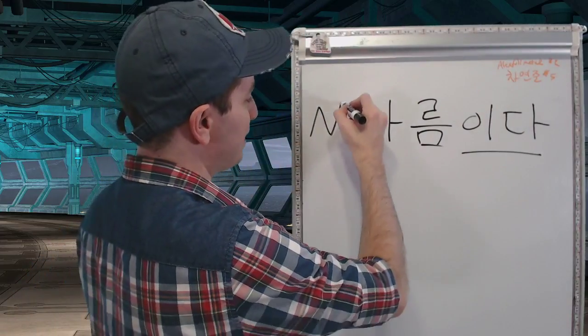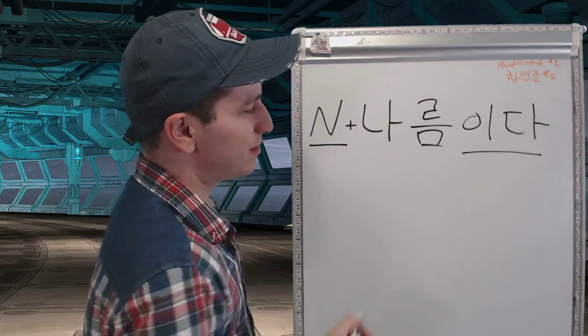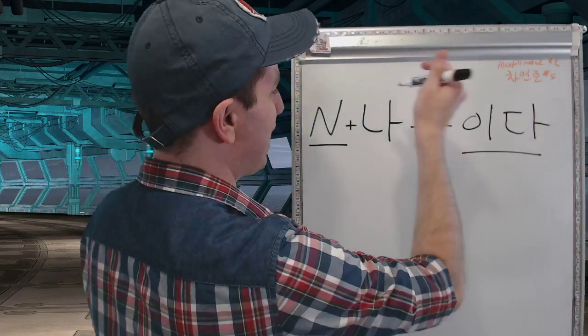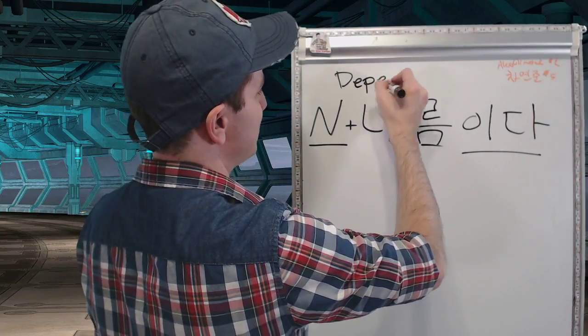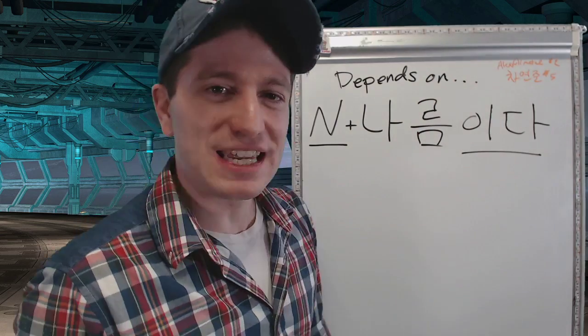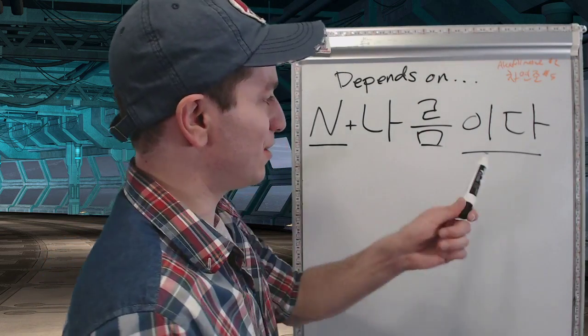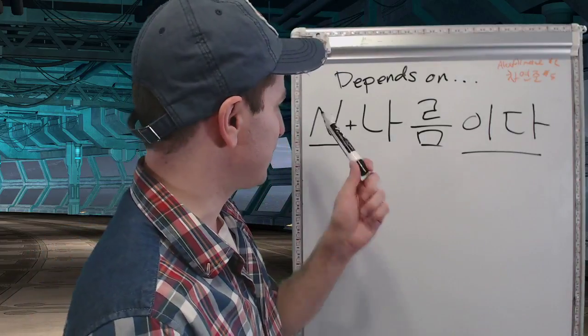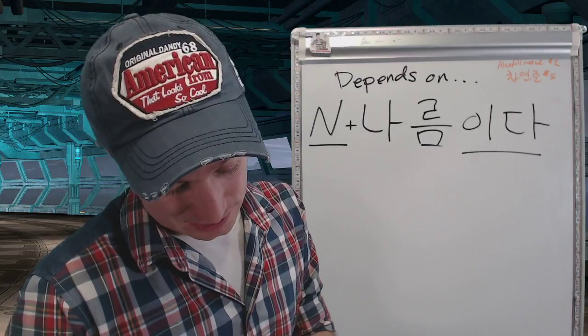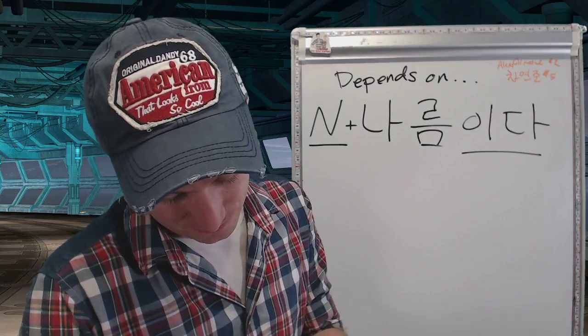The first way we're going to learn how to use it is with a noun. So you take a noun and you attach 나름, and then you conjugate 이다. Depends on. But it's not this simple. Using it is not this simple. So grammatically though, this is all you have to do. You take a noun, just like before. Let's think of a really basic one.